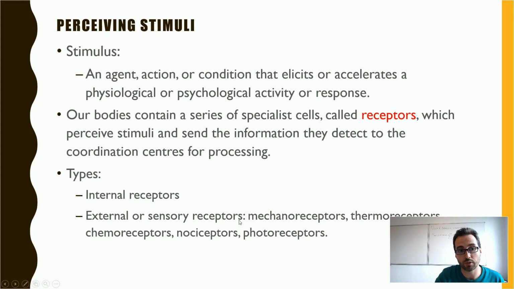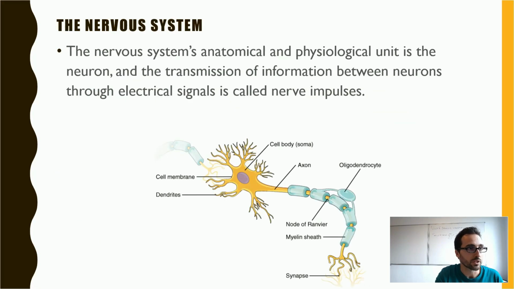Depending on the thing that they are capable of detecting, they are called thermoreceptors if they take temperature, mechanoreceptors, for example, for pressure, chemoreceptors if I smell an odor, nociceptors for pain, ouch, and photoreceptors for taking the light, for example, my eyes.